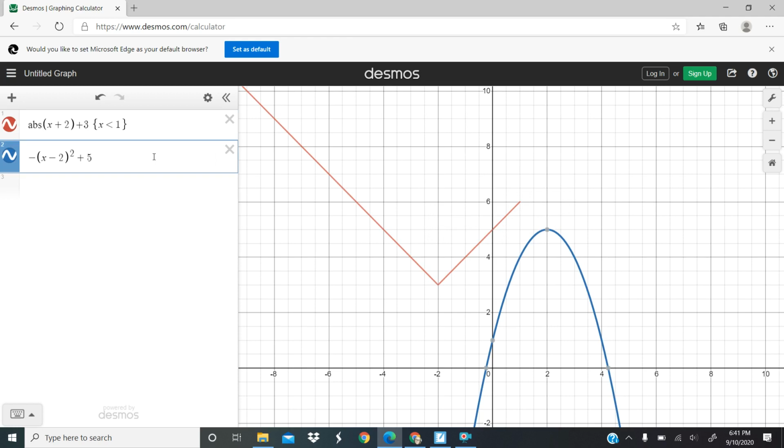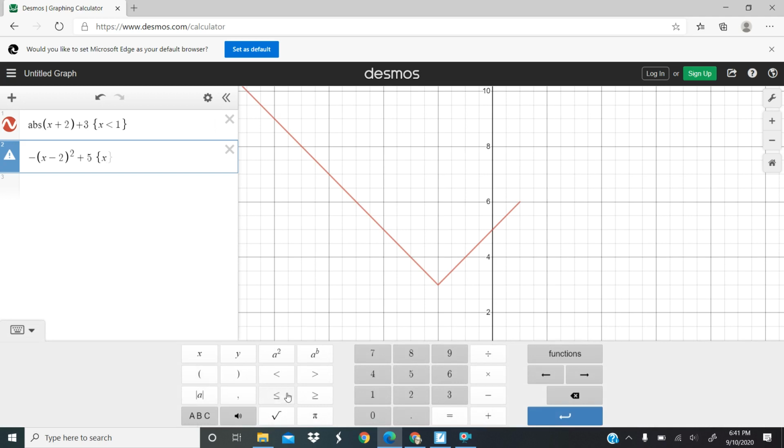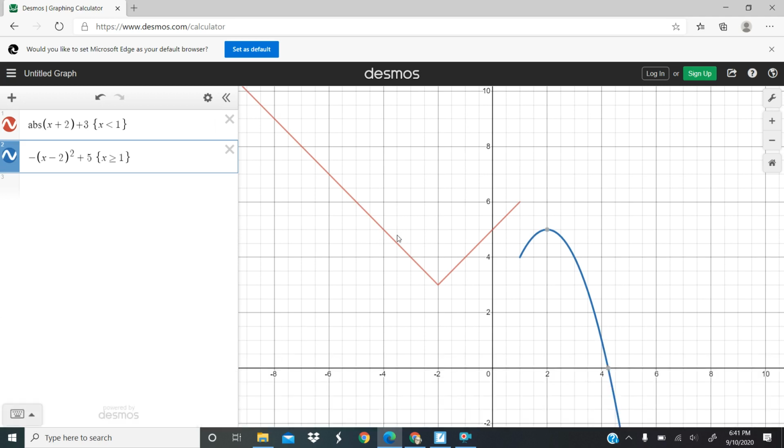And then on my second one, I need another curly bracket, and I need x. I'm going to use my little math keypad so that I can get greater than or equal to. And then I'm going to put my 1 in there and do another curly bracket to end it. And you can see my little upside down parabola. If I click on 1, it tells me I have the point 1, 4 because we are including 1 in this interval because it's greater than or equal to. So that's kind of how you do it on Desmos.